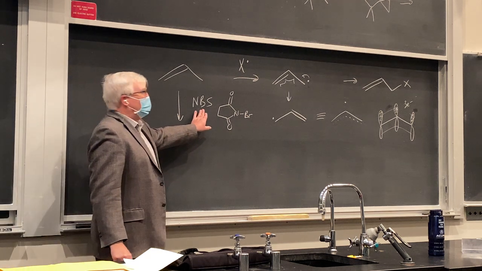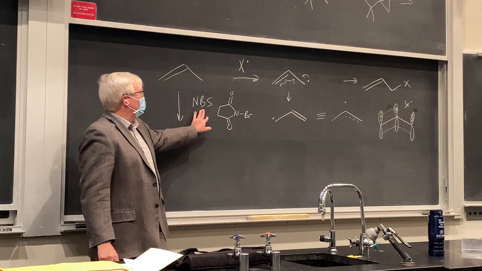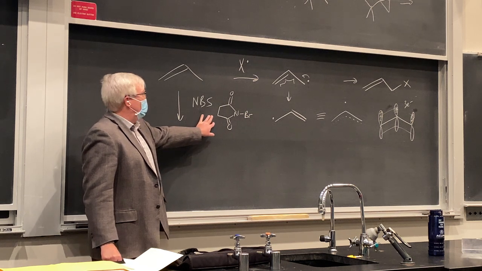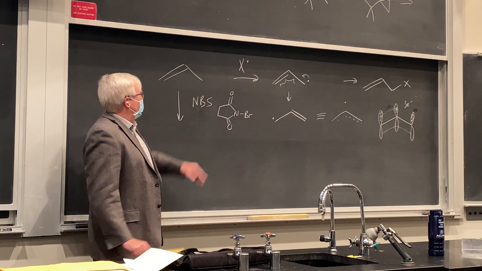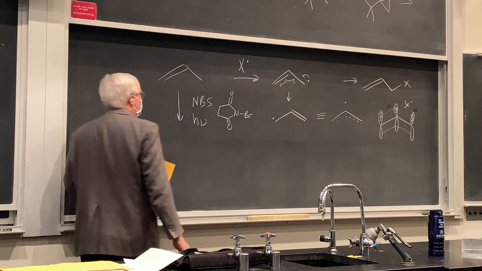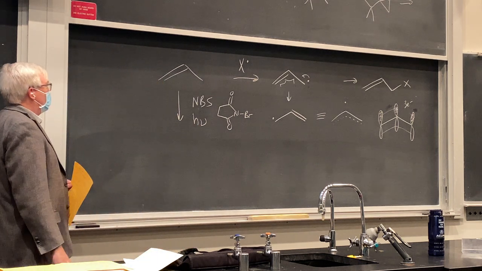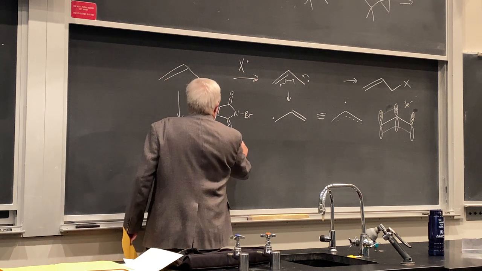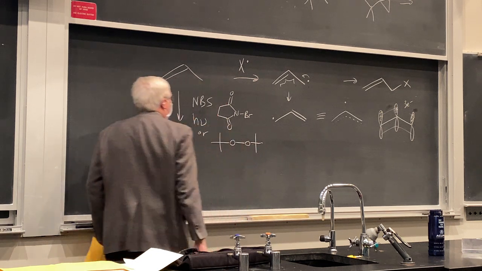Or we could use NBS instead of bromine, Br2. This is a stable, solid material, slightly yellow. It's very easy to weigh out and beneficial that way. And we need to shine light on it to start the radical process again. Or we can use peroxide. And the standard peroxide initiator is that.